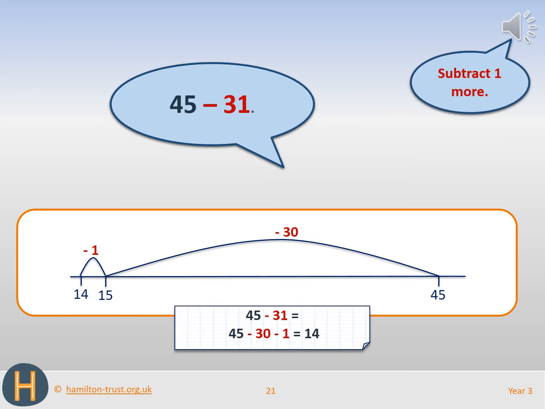So let's have a look at the answer again. 45 take away 31. We subtract 30 to get 15, and then we subtract 1 more. We get 14.